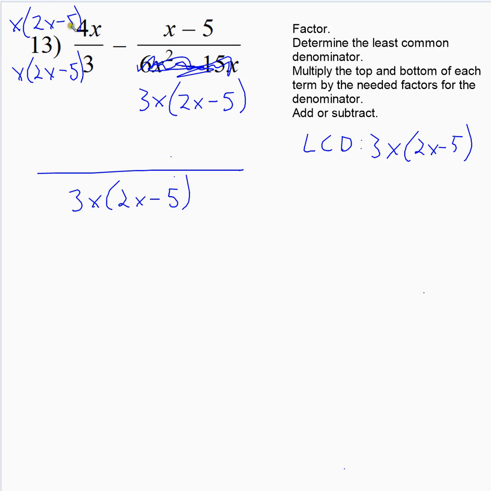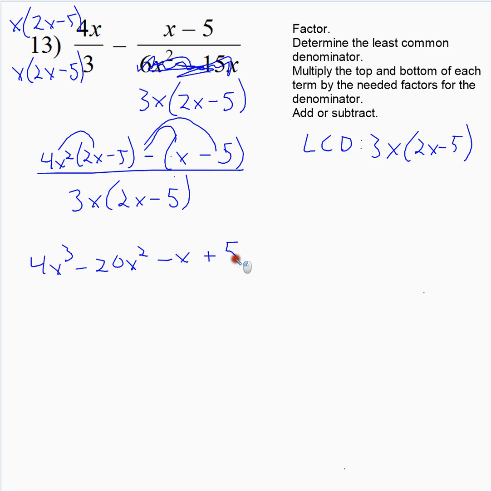Up here in the numerator, we have a 4x squared times 2x minus 5 minus, and here's why it's important to put this in parentheses, because this negative will be distributed. So over here, we have 4x cubed minus 20x squared minus x, because we're distributing this negative, and then plus 5. And in the denominator we have 3x and a 2x minus 5.